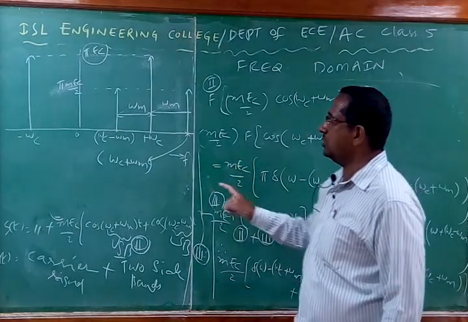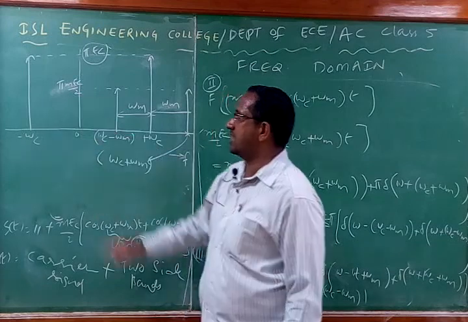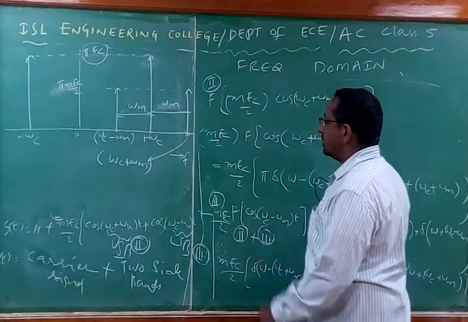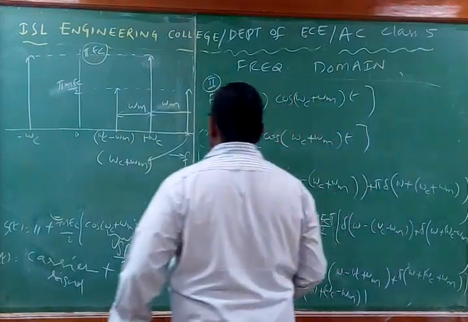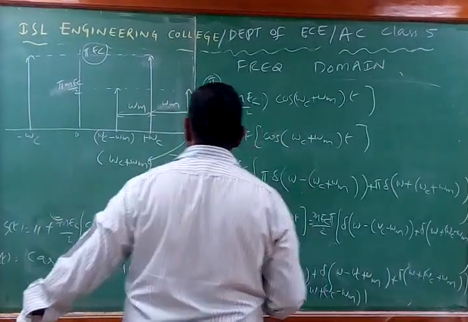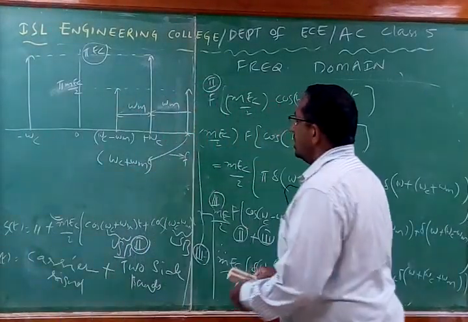M into EC by 2. So I will be getting here M into EC by pi into M into EC by 2 as the amplitude. And the frequencies, what are the frequencies that I will be getting here? If you observe carefully, the frequencies that we will be getting here, when you combine these 2 equations, are as follows.